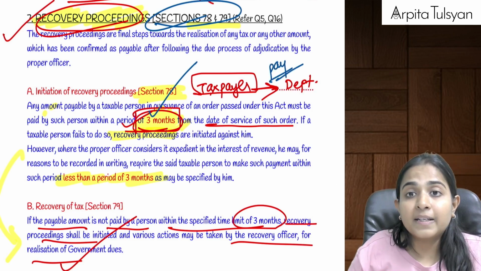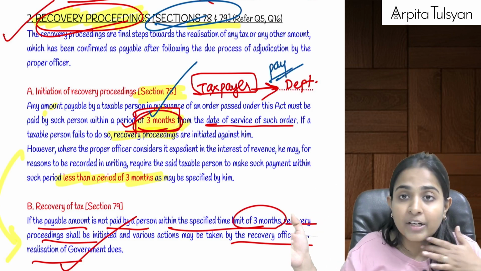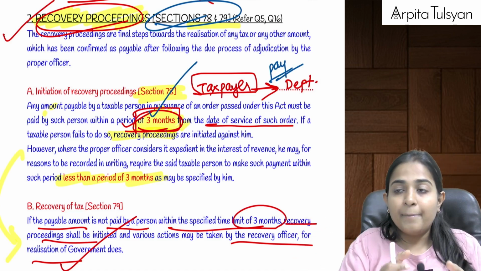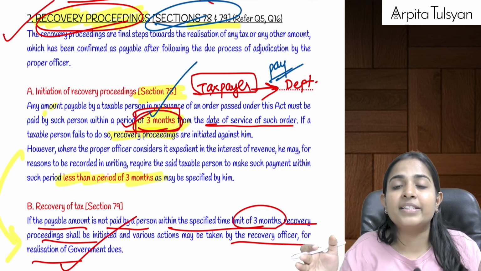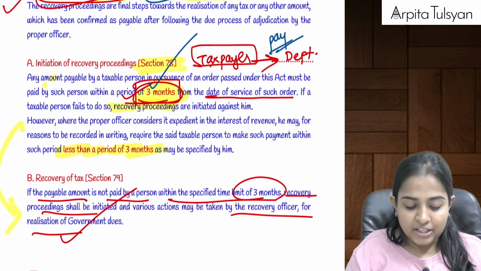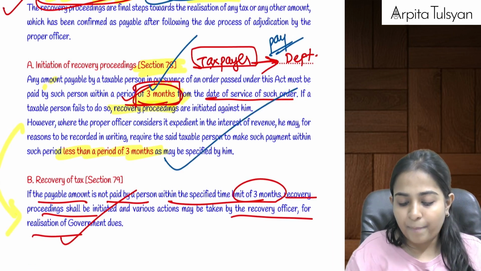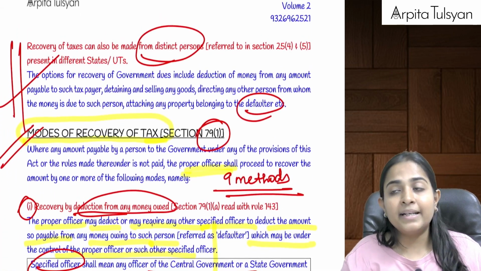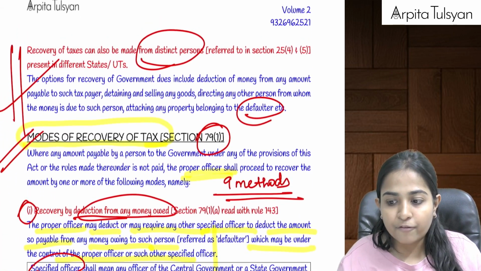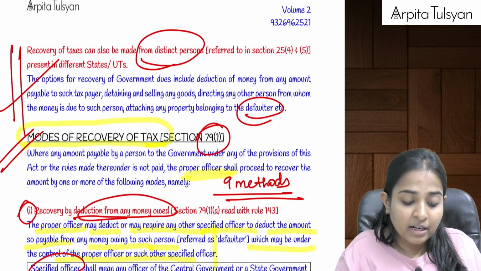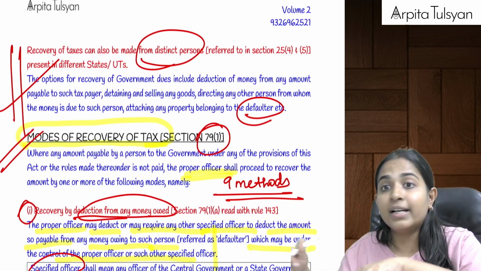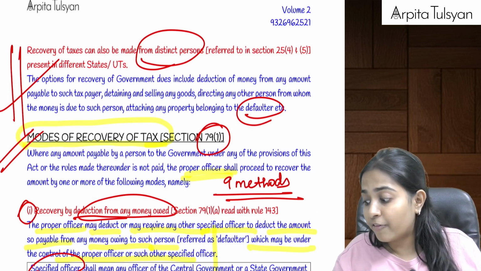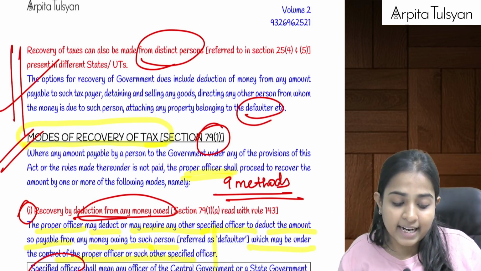Sometimes, to protect the interest of the department, it can tell you to pay even before 3 months. It might not even give you the entire 3 months time period. In such cases, you have to pay the amount to the department. If you do not pay, they say that first we will try to do the recovery from you. If it is not possible to recover the taxes from you, we can even recover it from your distinct persons, under section 25. Are you understanding this? Yes.